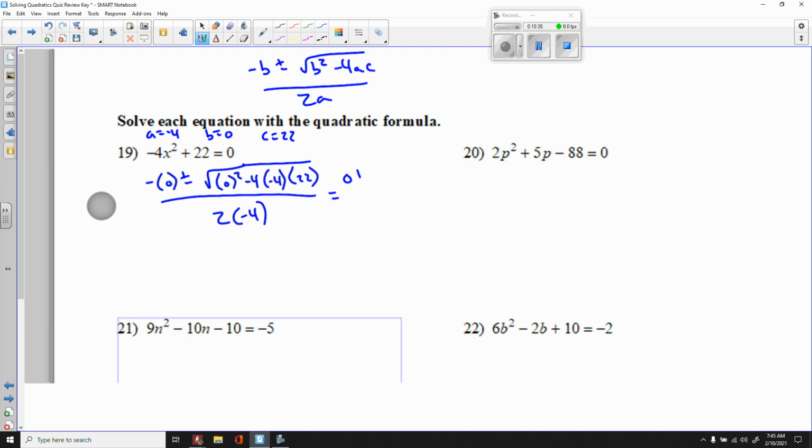So 0 plus or minus the square root of 0 squared minus 4ac. Negative 4 times negative 4 is positive 16. 16 times 22 should be 352, all divided by negative 8. I'm going to bring it down here and just simplify. 0 plus or minus the square root of 352 all over negative 8.